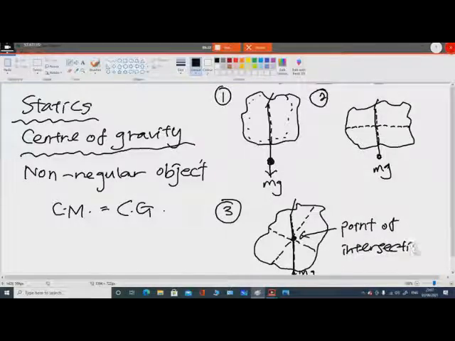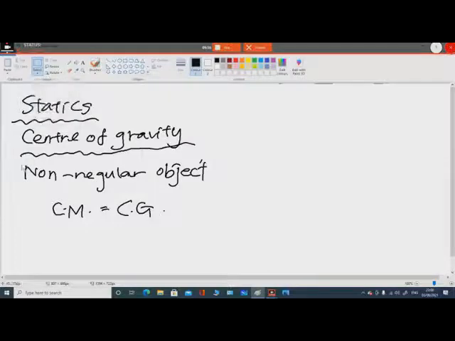So this point of intersection will eventually give us the center of gravity. So this is how we determine the center of gravity for a non-regular object, which I consider an easier way for us to determine the center of mass or the center of gravity for a non-regular object. Okay, so let me erase this one.